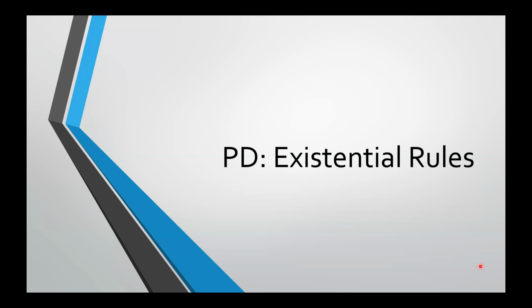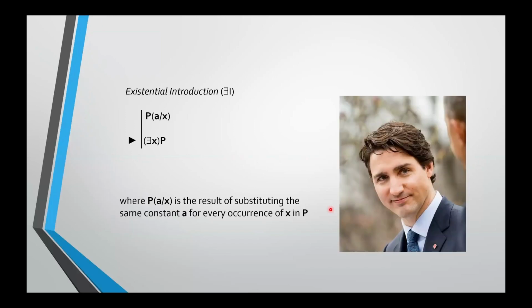Now we're going to look at the rules in PD for dealing with the existential quantifier. Same as with the universal quantifier, there's one that's fairly simple and then one that's more complicated. The fairly simple one is existential introduction. The way that it works is if you have a sentence that contains a constant, then you can replace the constant with a variable and put an existential quantifier in front.